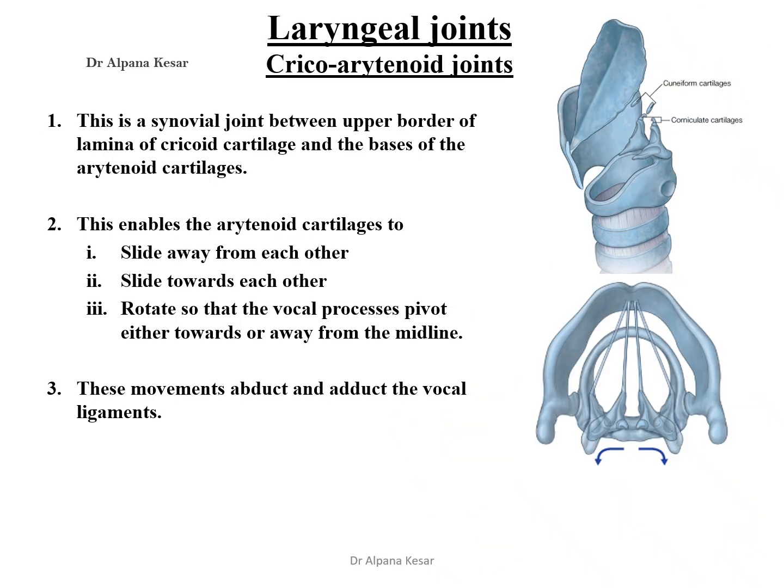The second laryngeal joint is the cricoarytenoid joint. Cricoarytenoid joint is formed between the upper border of the lamina of the cricoid cartilage with the base of the arytenoid cartilage. This joint enables the arytenoid cartilages to slide towards each other, slide away from each other. It also helps the arytenoid cartilage to rotate so that the vocal processes can either move towards or away from each other. These movements help in abduction and adduction of the vocal cords.